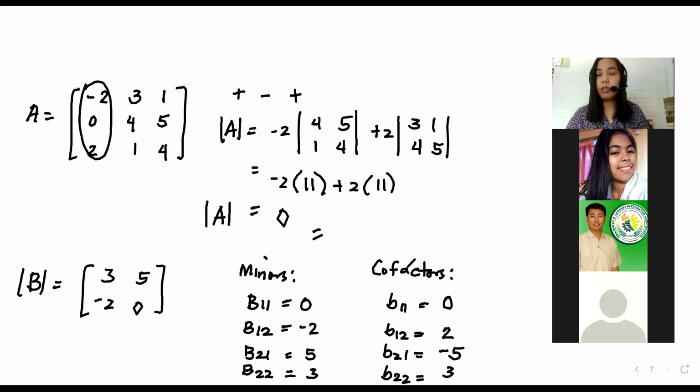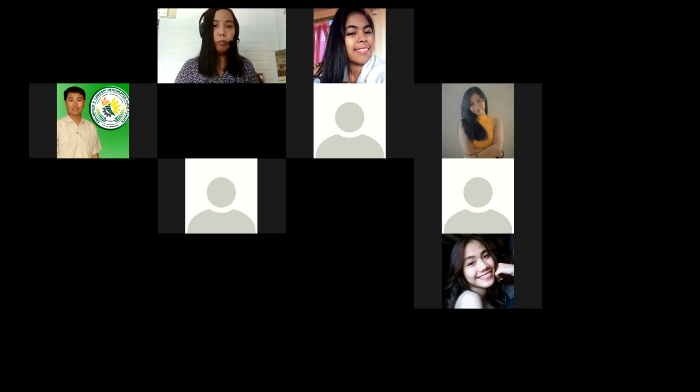So, that's how we get the minors and cofactors. If you need to get the adjugate, then you just continue: you get the transpose of your cofactors. Okay? So, let's go back to the inverse.